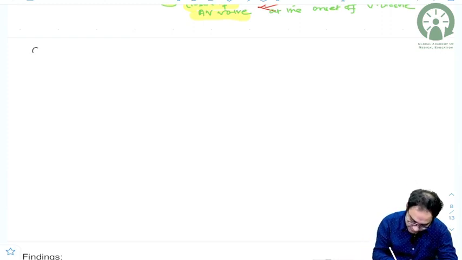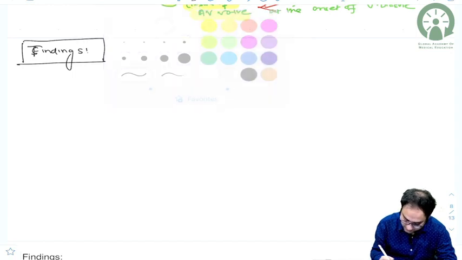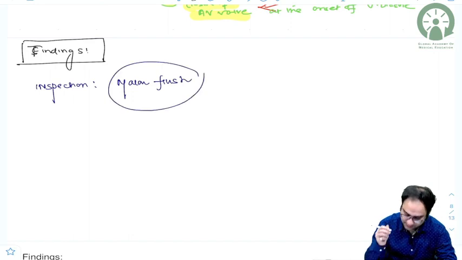What findings do we get? We have discussed the clinical features and now we will study the findings. So if you inspect the patient, on inspection you get something known as the malar flush.